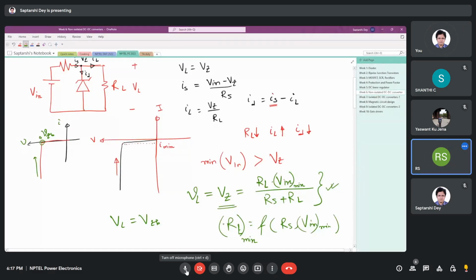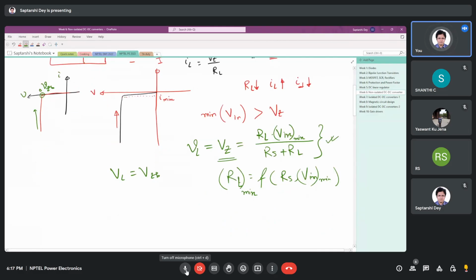Then why will it not? From this equation you calculate RL. Okay, let me write the RL equation. Maybe that is creating the confusion. Just a minute, give me some time.